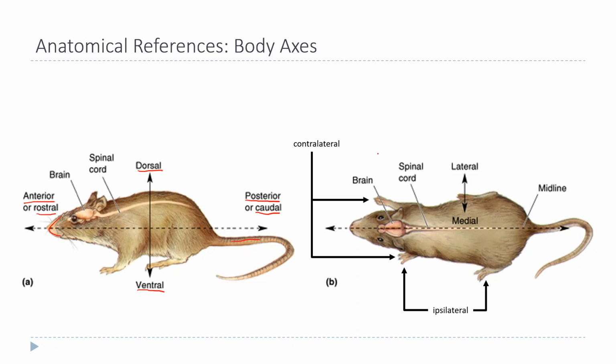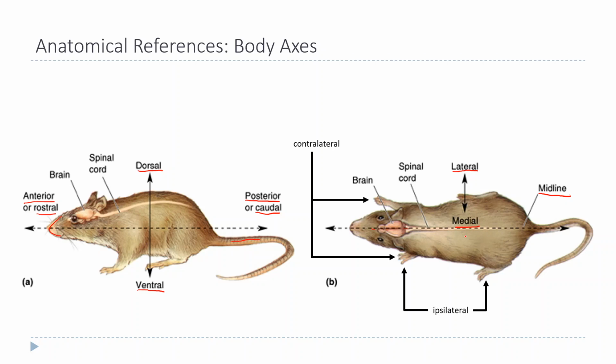And then there's one more axis, and that's the direction from side to side. Most animals, at least vertebrates, have bilateral symmetry. That means they have a line down the middle that divides the body into two equal halves. We call that the midline. Anything close to that midline we say is medial, and as you get further away from the midline, you're going lateral. So we call this the medial-lateral axis.